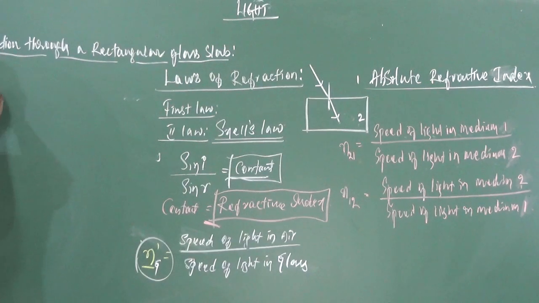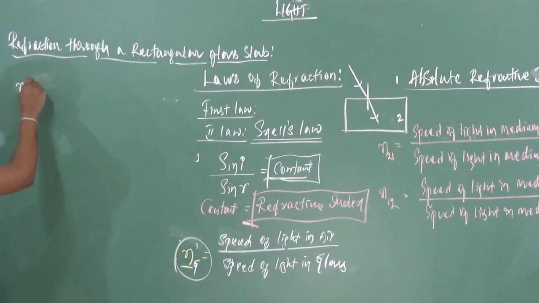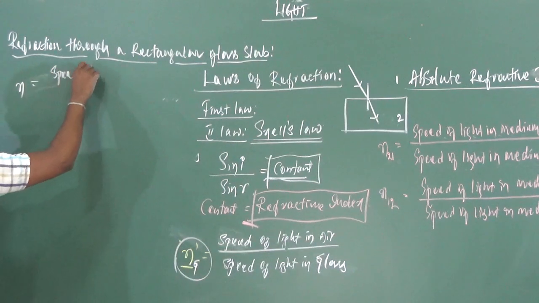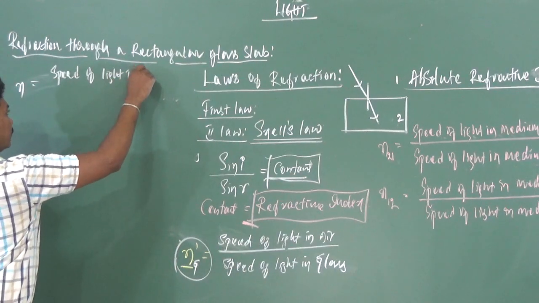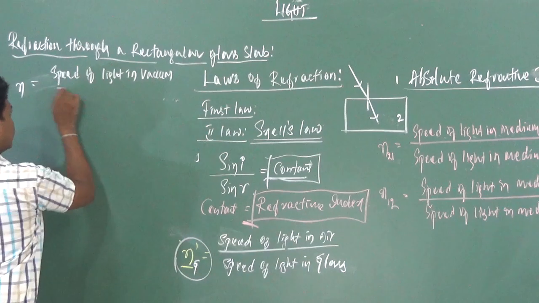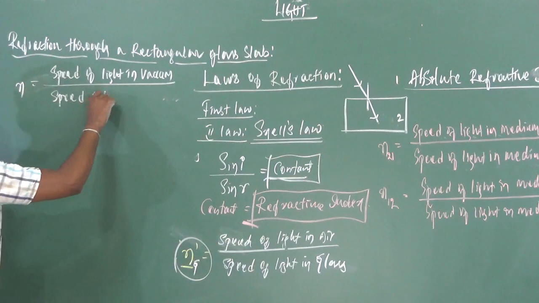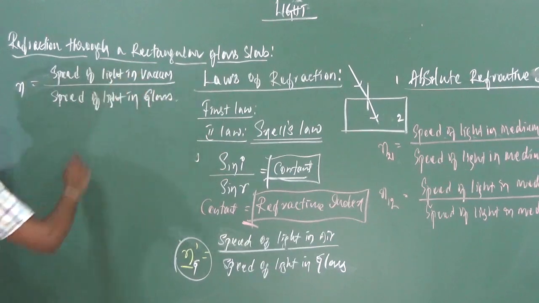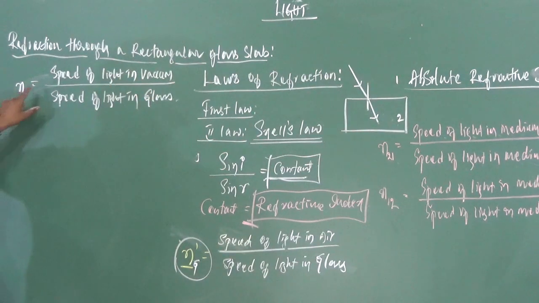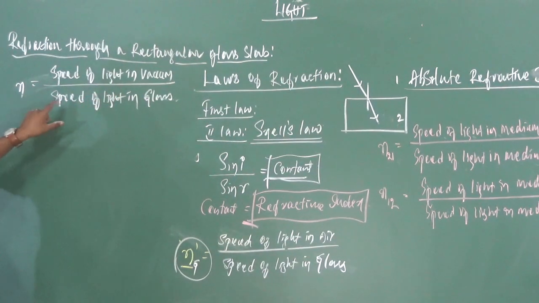Right, you can see here. The refractive index is represented by n. n is equal to the speed of light in, for example, vacuum. You can take vacuum or air, whatever you want. So the speed of light in vacuum by the speed of light in, for example, glass. For example, I have taken glass. Here the speed of light in vacuum is the highest, that is 3 into 10 to the power 8 meter per second. This is the ratio we are taking with the speed of light in glass.